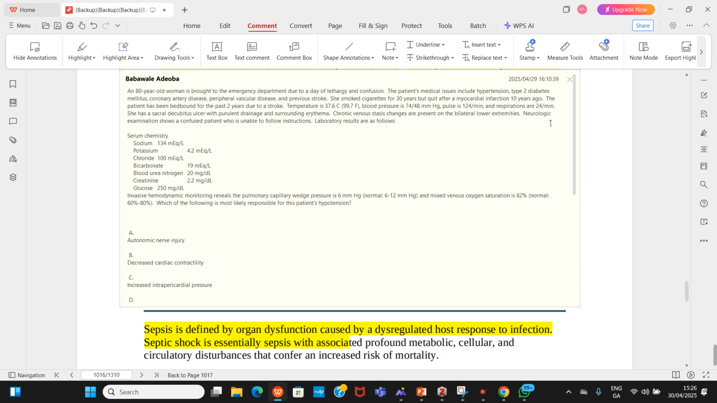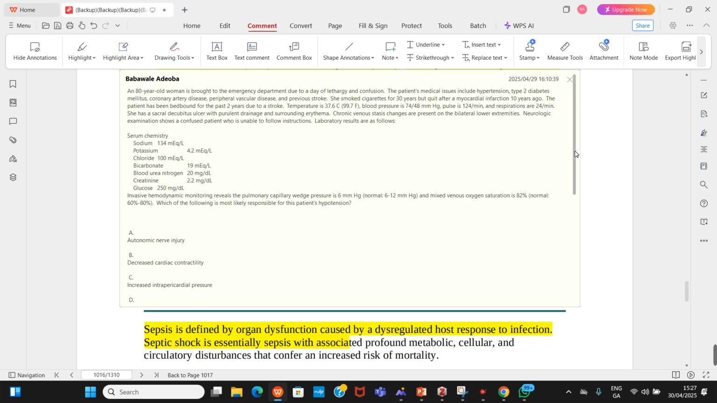Neurologic examination shows a confused patient who is unable to follow instructions, and the lab results are shown. So sodium is 134, potassium 4.2, chloride 100, bicarbonate 19, urea is 20, creatinine is 2.2, glucose is 250. Invasive hemodynamic monitoring reveals the pulmonary capillary wedge pressure to be 6, and normal is between 6 to 12. And the mixed venous oxygen saturation is 82. Normal is 60 to 80%. Which of the following is most likely responsible for this patient's hypotension?